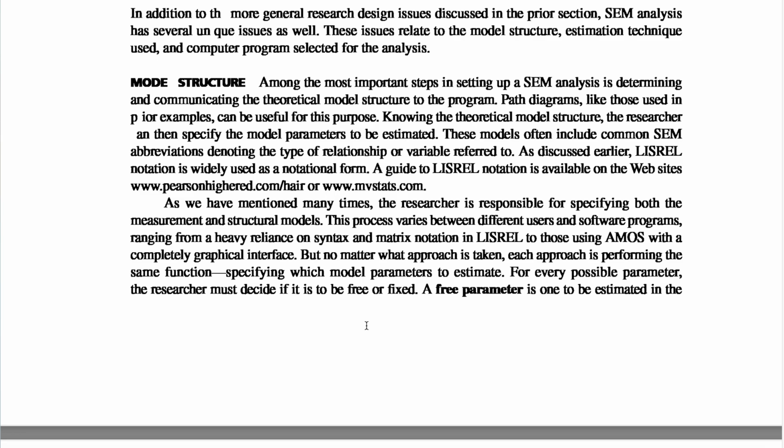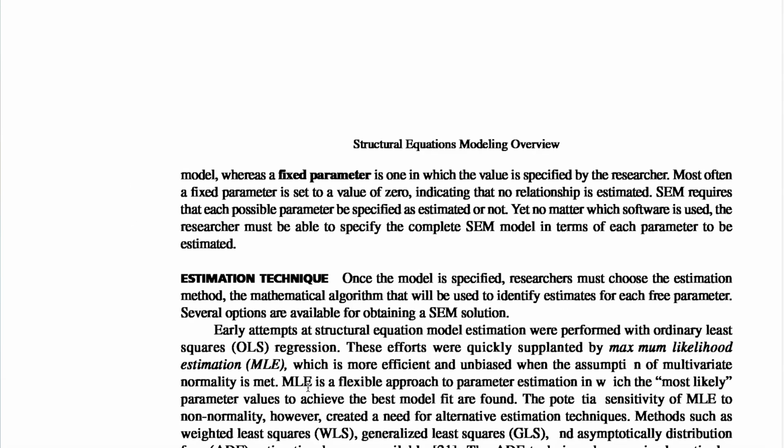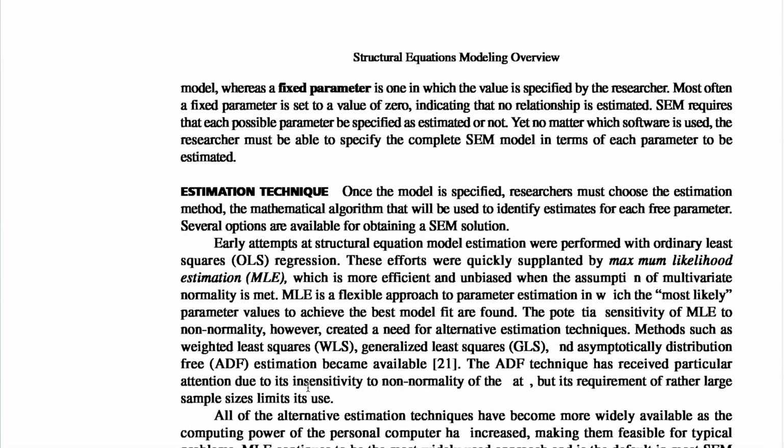A free parameter is one that is estimated by the model, whereas a fixed parameter is one in which the value is specified by the researcher. Most often, a fixed parameter is set to the value of 0, indicating that no relationship is estimated. Structural equation modeling requires that each possible parameter be specified as estimated or not. Yet, no matter which software is used, the researcher must be able to specify the complete structural equation model in terms of each parameter to be estimated.